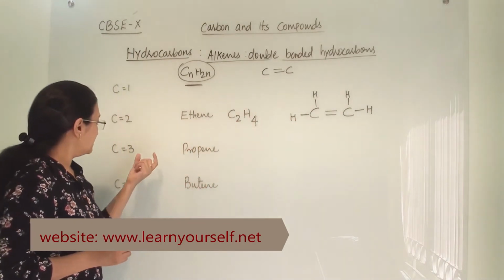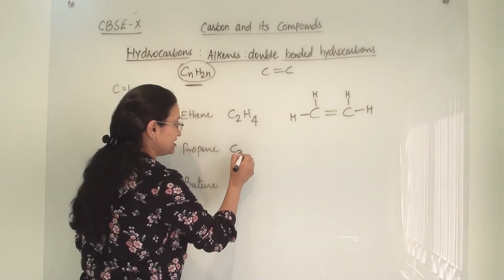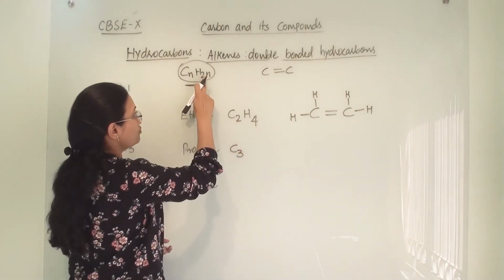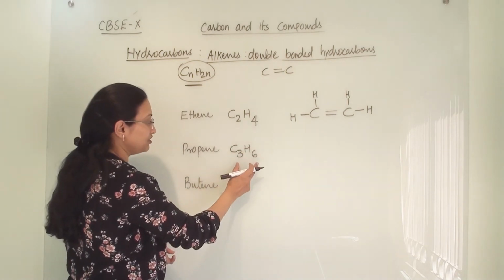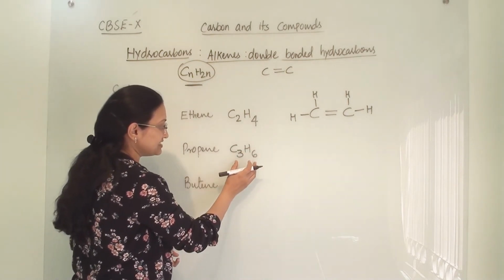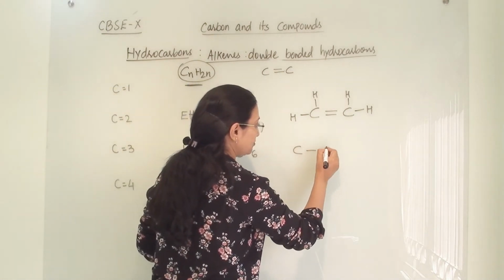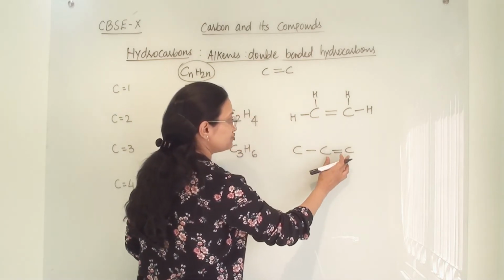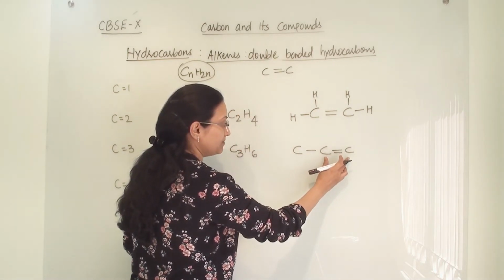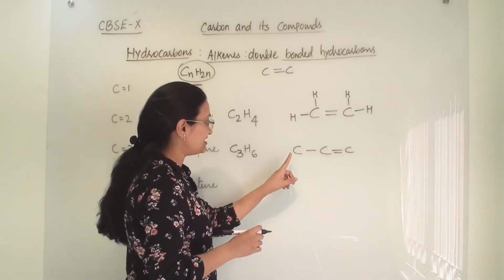Now the second is propene. So when we are writing C equals to 3, 2 into 3, H is 6. So this is the molecular formula of propene, that is C3H6. Now here we are writing carbon, carbon and carbon. So one of the bonds between two carbons is a double bond. So this is propene. Now let us complete the tetravalency of carbon.